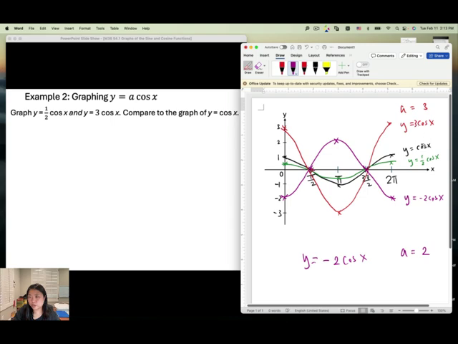So you can see when a is positive here, we call this no reflection. But when your a here is a negative number, then that's a reflection. Okay?